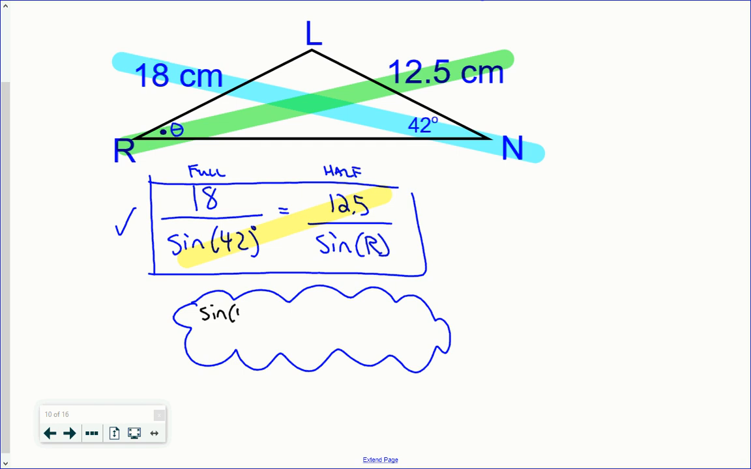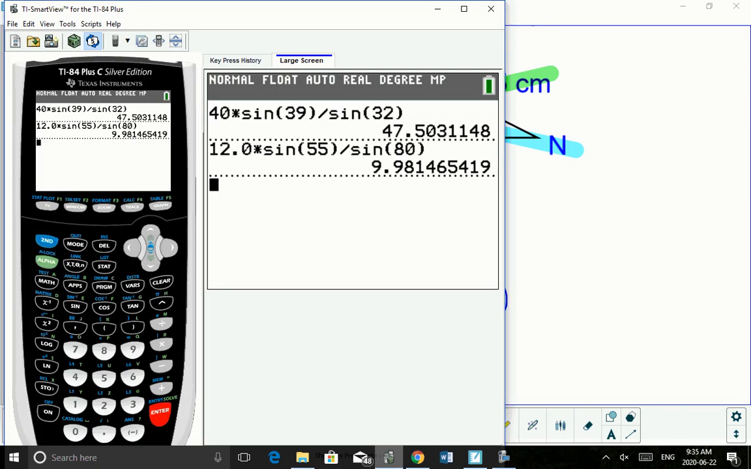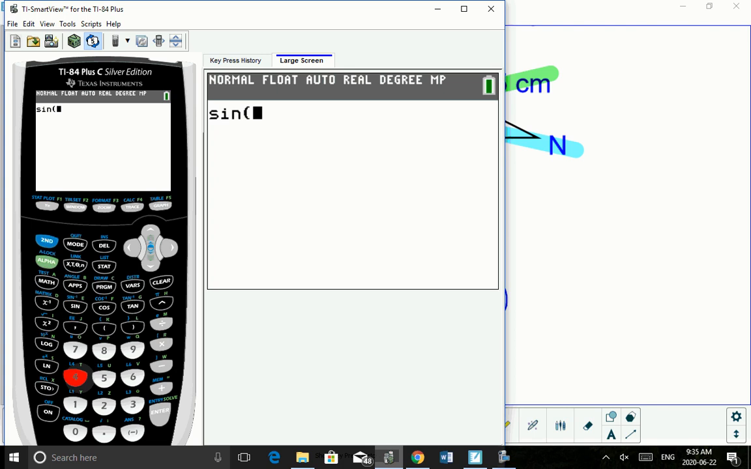So if I go sine 42, finish off that bracket, times 12.5, and then divide by 18, then you're going to hit enter. So I'm going to go sine 42 times 12.5 divided by 18. So sine 42, finish off the bracket, times 12.5 divided by 18.